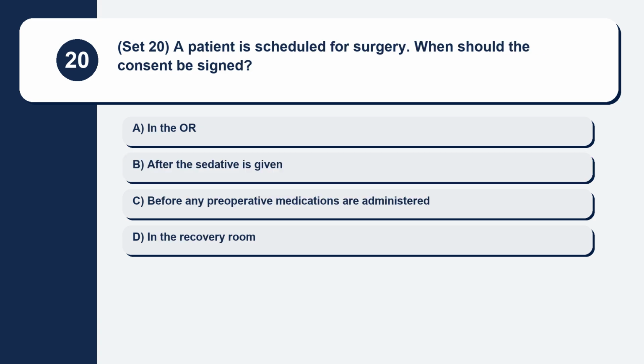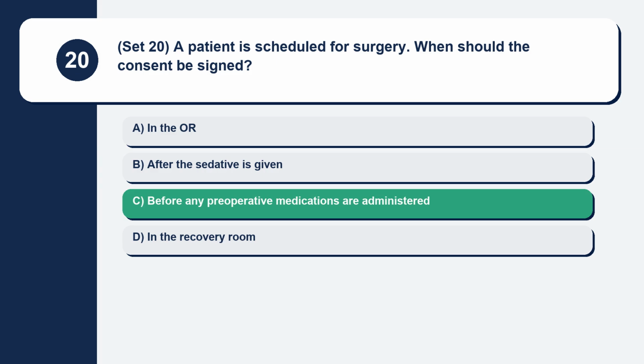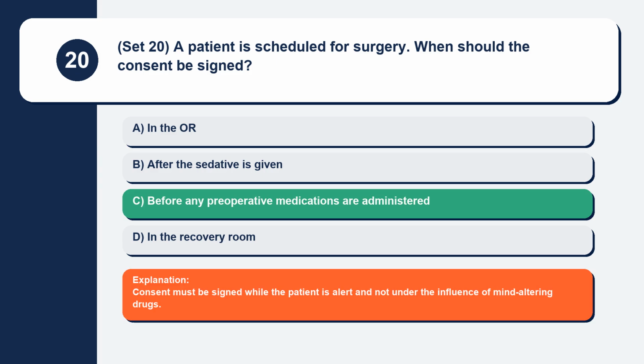Question 20. Set 20. A patient is scheduled for surgery. When should the consent be signed? In the OR, after the sedative is given, before any preoperative medications are administered, in the recovery room. Consent must be signed while the patient is alert and not under the influence of mind-altering drugs.